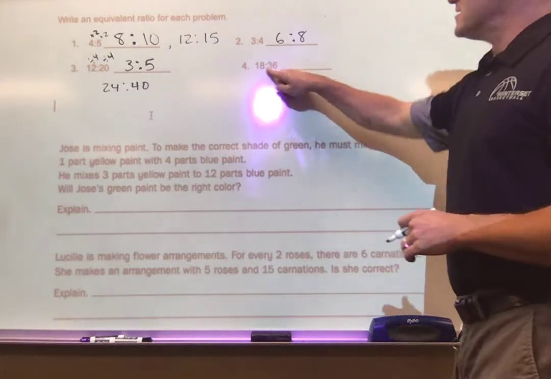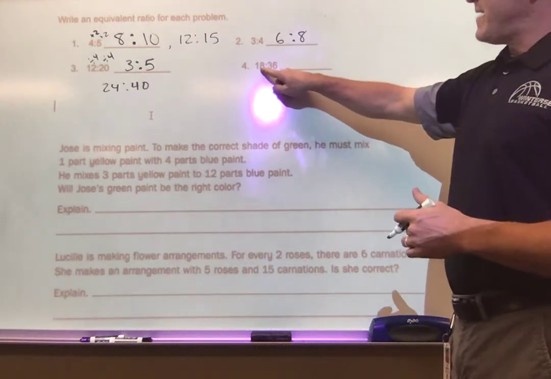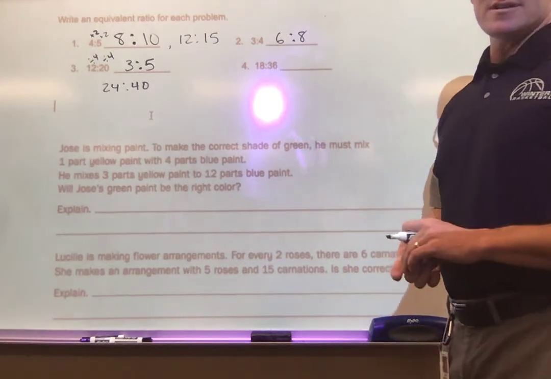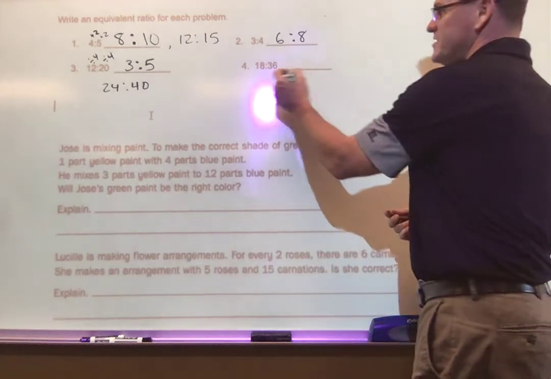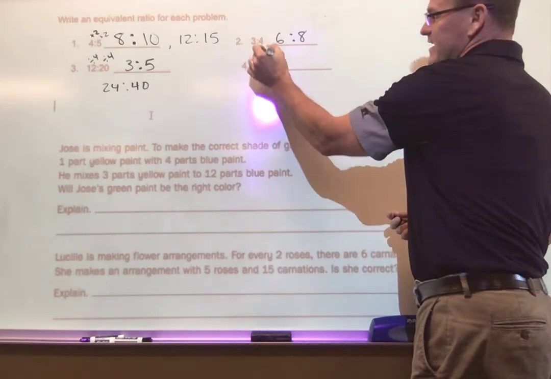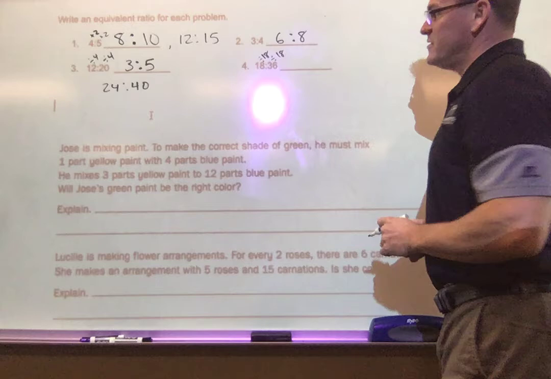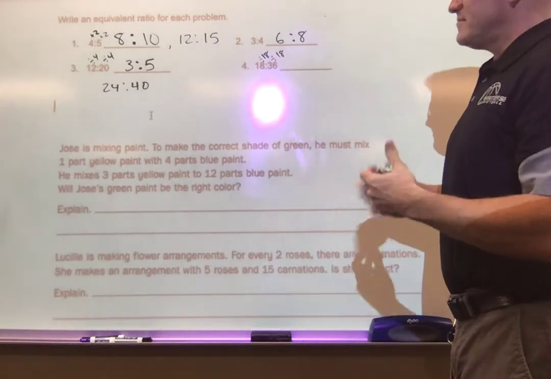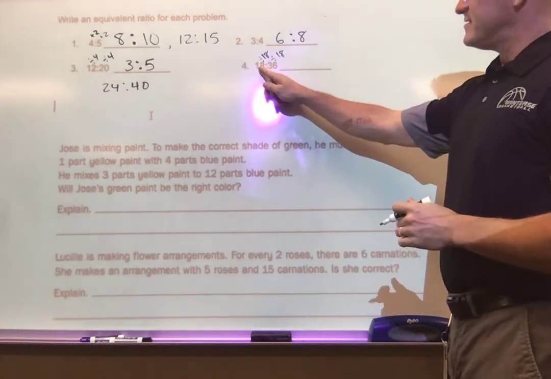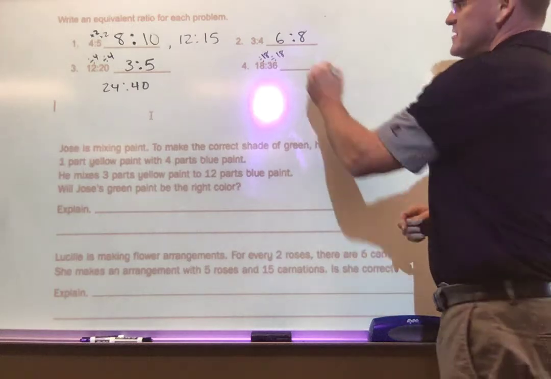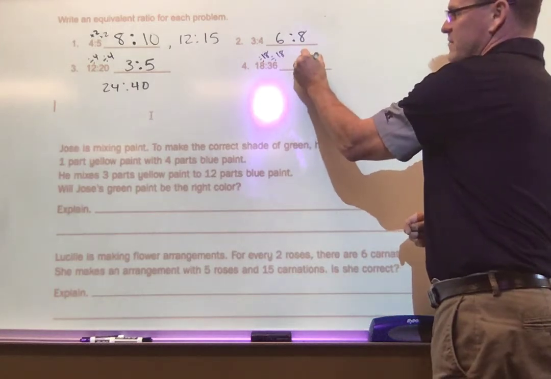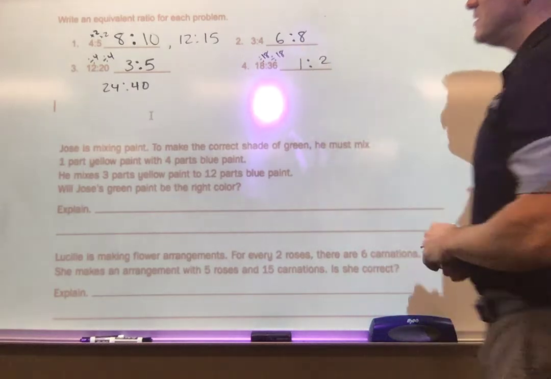18 to 36, too. Now, my brain sees right off the bat that 18 is half of 36. I know this is a 1 to 2 ratio. And to get that, again, I'm just dividing both sides by 18. If you do the same to one as you do to the other. But sometimes your brain sees that connection. 18 is half of 36. So the easiest way to probably write it is a 1 to 2 ratio.